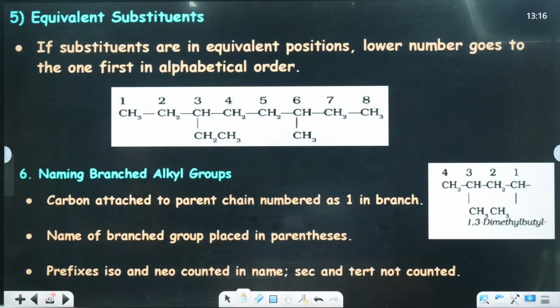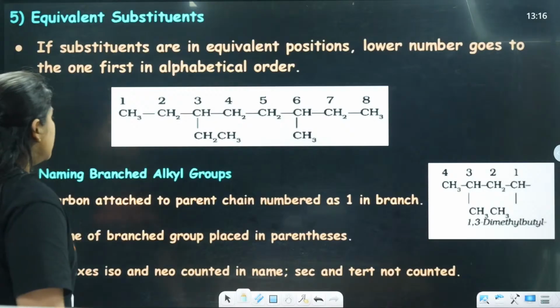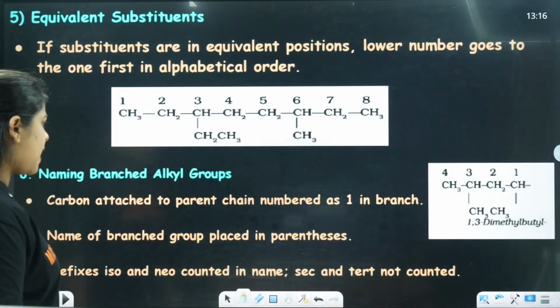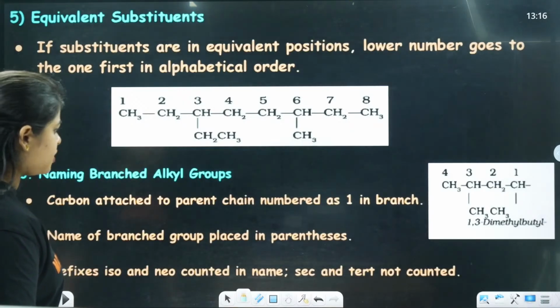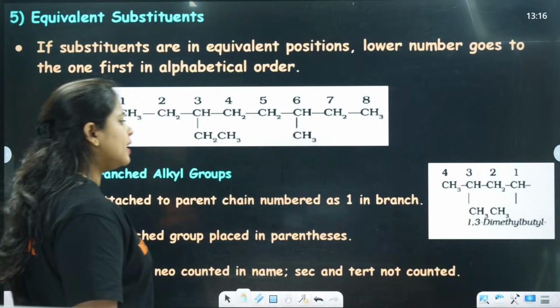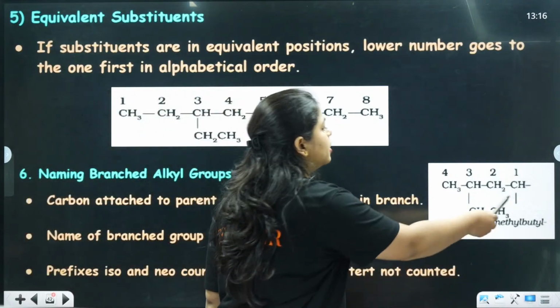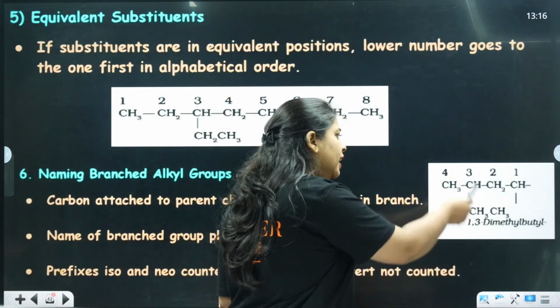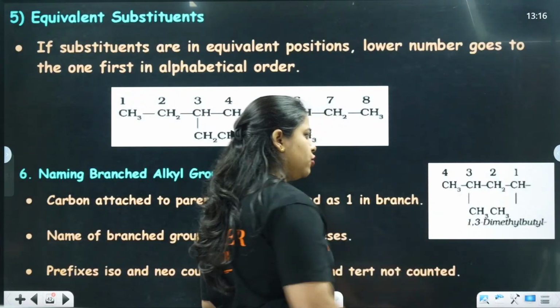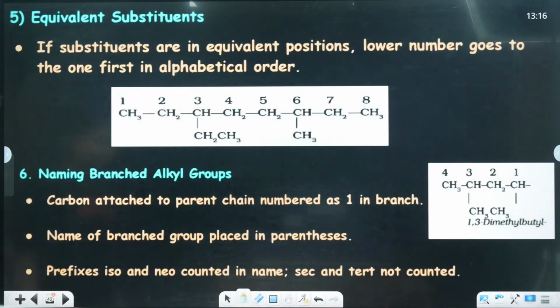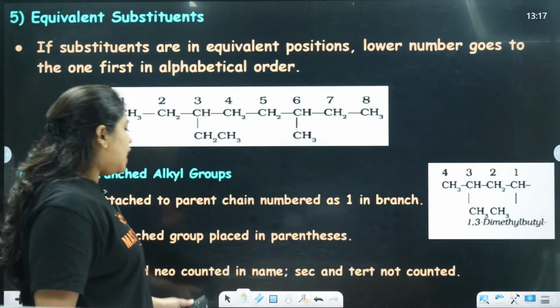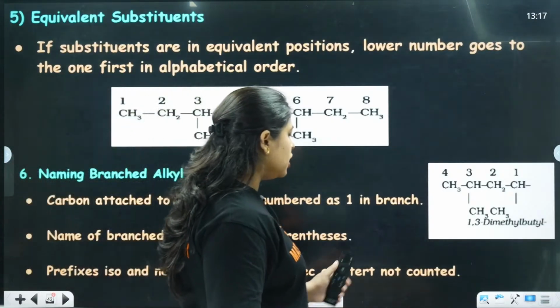Then next comes the naming of branched alkyl groups. How will the branched alkyl groups be named? Whatever carbon is attached to the parent chain is numbered as 1 in the branch. So we mention that as 1 here. Then the 3 branch, that is CH3, you are going to mention without miss. The name of the branched group is placed in parentheses, and the prefix iso or neo is counted in the name, like sec and tert, or not counted.